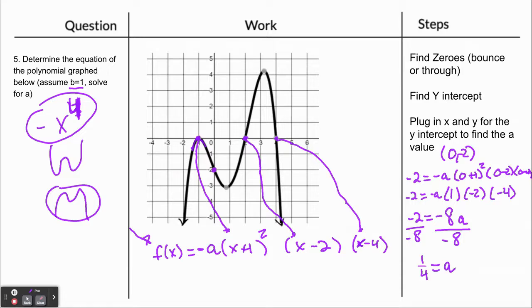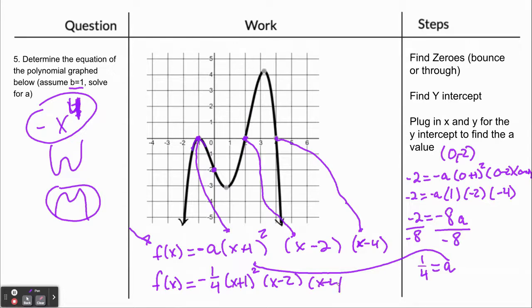So my final function is going to be f of x equals negative 1/4, because I'm plugging in 1/4 for a, multiplied by x plus 1 squared times x minus 2 times x minus 4. I wish I had done that a little bit neater, but hopefully you get what the function should be for this graph.